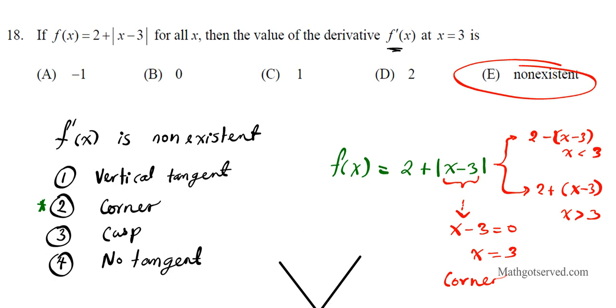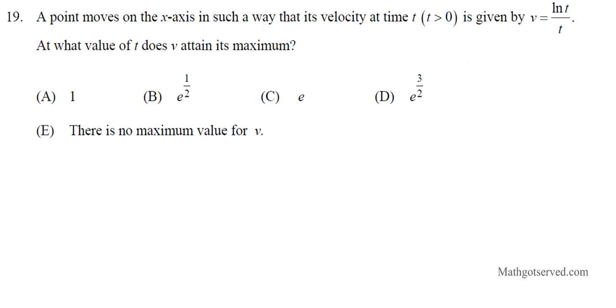Okay, let's move on to question 19. It says a point moves on the x-axis in such a way that its velocity at time t is given by v equals the natural logarithm of t over t. At what value does t attain its maximum? So this is another example of optimization, or extrema to be more specific. Looking for the maximum here.